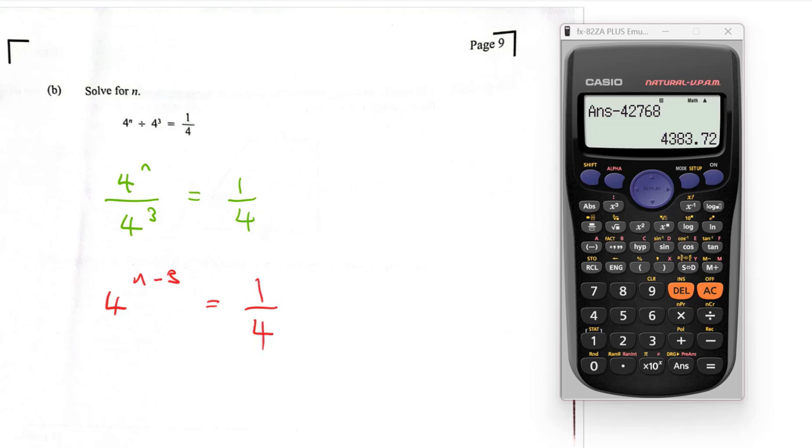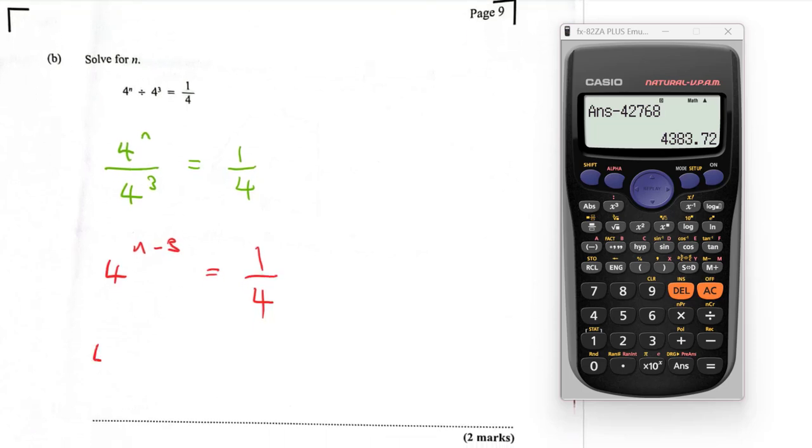Now, I can multiply both sides by 4. So I'm going to get 4 to the power of n minus 3 times 4 is equal to 1. Now I am multiplying on the left hand side by 4. So in laws of indices, when we are multiplying numbers of the same base, we add the powers. Notice that there's a 1 here. So this is going to be 4 to the power of n minus 3 plus 1 is equal to 1.